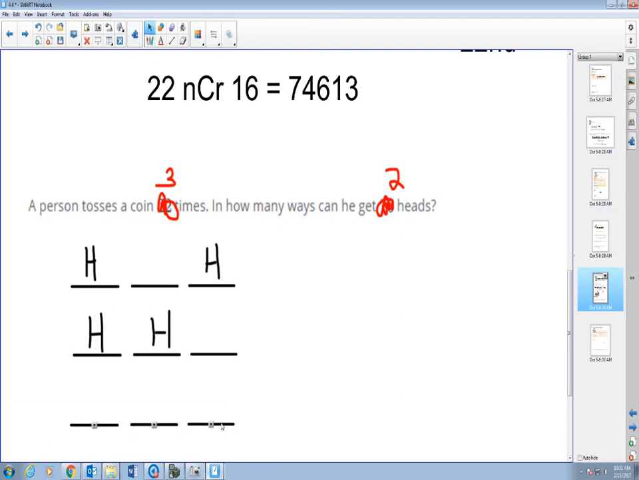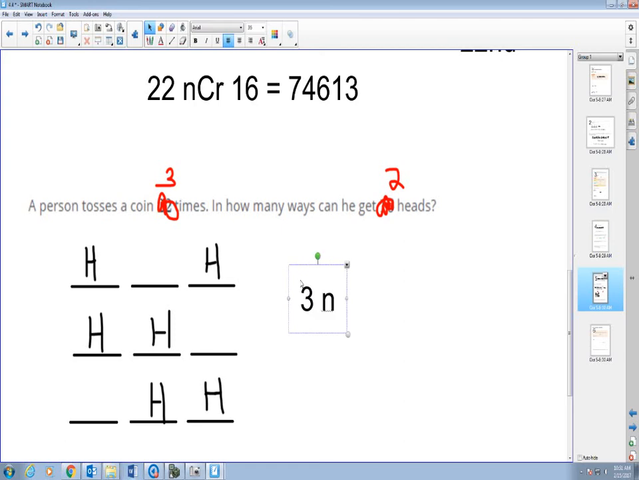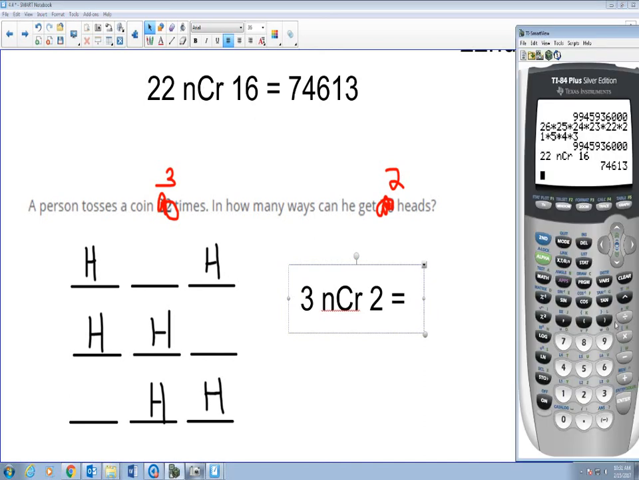What else could I have? How about my head right here and the head at the end of the third toss? That's another way. As you can see, which head comes first does not matter, but in terms of the ways the 2 heads can be placed, these are 3 different ways already. So if I want to toss the coin 3 times, choosing 2 heads, 3 choosing 2.